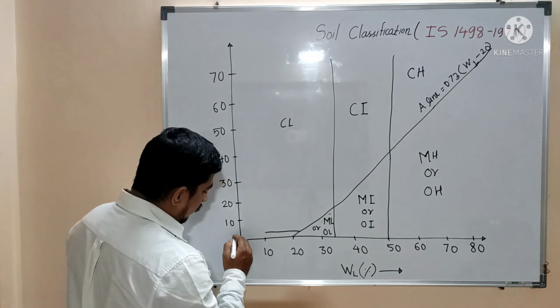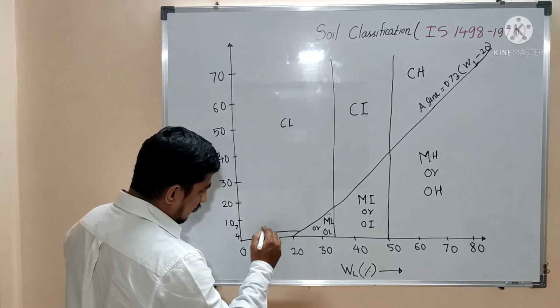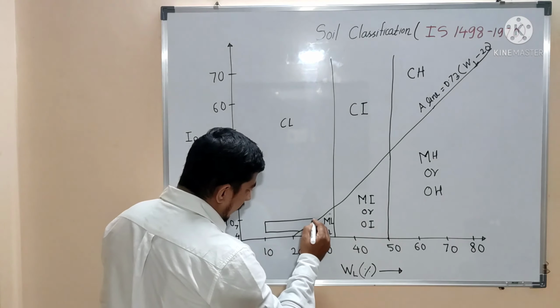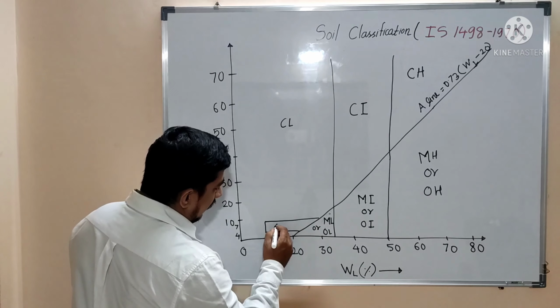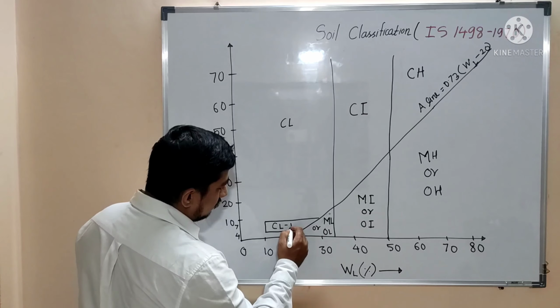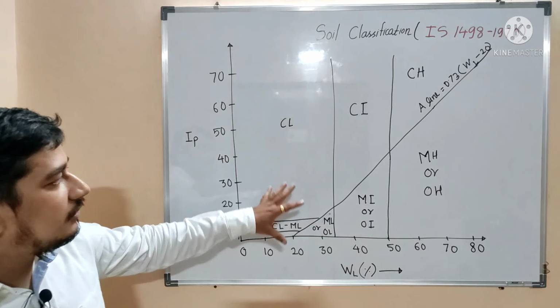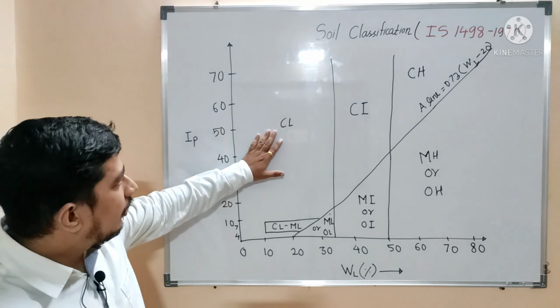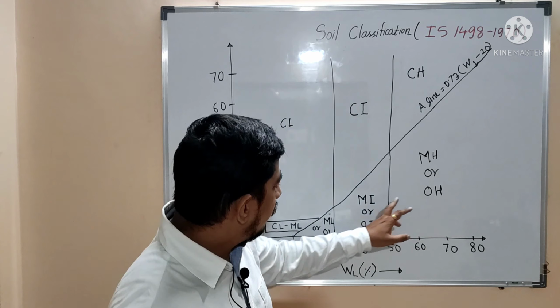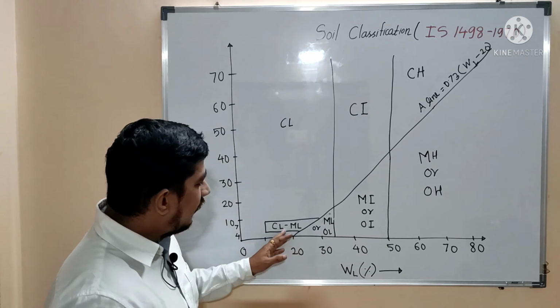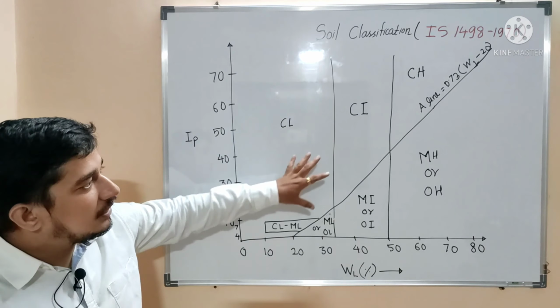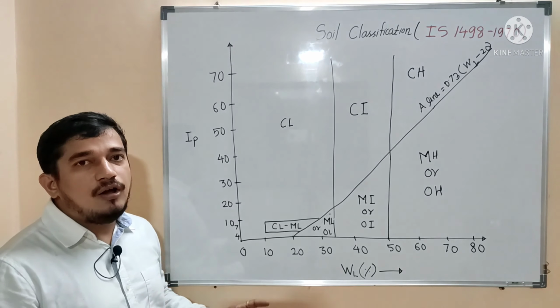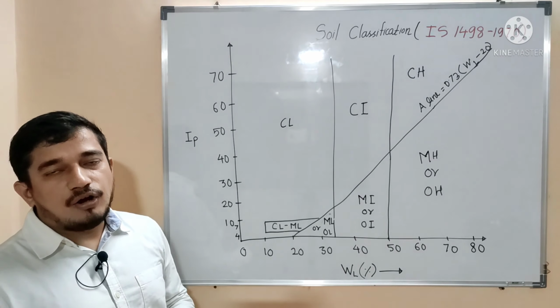Okay, this is from 4 to 7, and it is classified with the dual symbol, that is CL-ML. So this is how the soils are classified. So in total 1, 2, 3, 4, 5, 6, 7, 8, 9 and 10. So in total there are 10 soils in case of a fine grained soil, depending on their compressibility and depending on whether it is a clay or whether it is inorganic silt or organic soil.